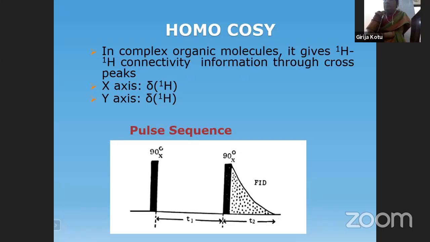So homoCOSY, this is the pulse sequence: a 90-degree pulse followed by another 90 and then detection. Homo always means only one channel, so you have only one channel here. The x-axis refers to delta values of protons, and the y-axis also refers to only delta, because we are trying to correlate between protons. So x and y refer only to the delta values of protons.